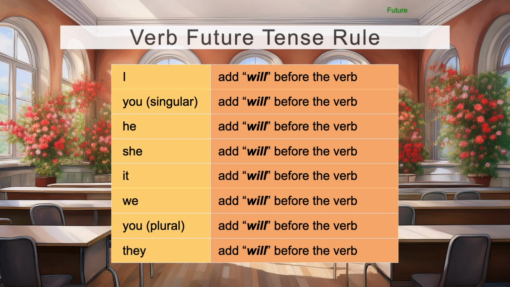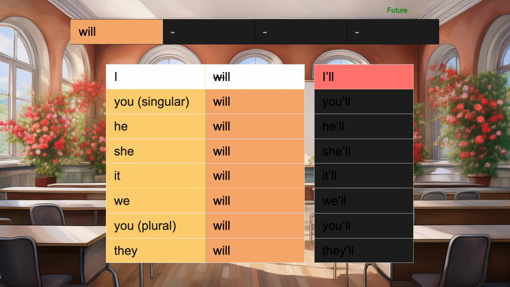As for now, let's move on to how to make contractions out of the words and phrases I will, you will, he will, she will, it will, we will, and they will. So instead of saying I will, you can put the two words together, delete the W and the I, add an apostrophe, and say I'll.